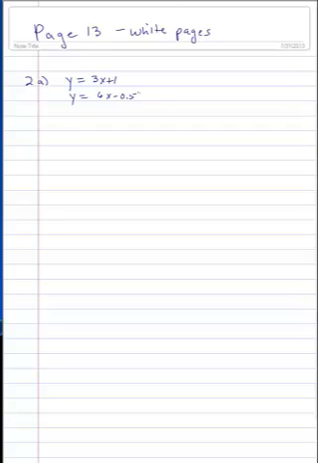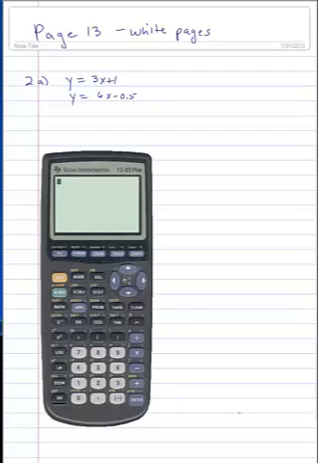You need to solve for y, then put the equations into y equals on your calculator. Step 1 is done. They're already solved in terms of y, so that makes our life a little bit easier. So here's my calculator, and I'm going ahead and typing in those two equations. So I'm going to hit the y equals button, and then 3x plus 1. I'm going to hit enter, and now in y2 I'm going to enter 6x minus 0.5.